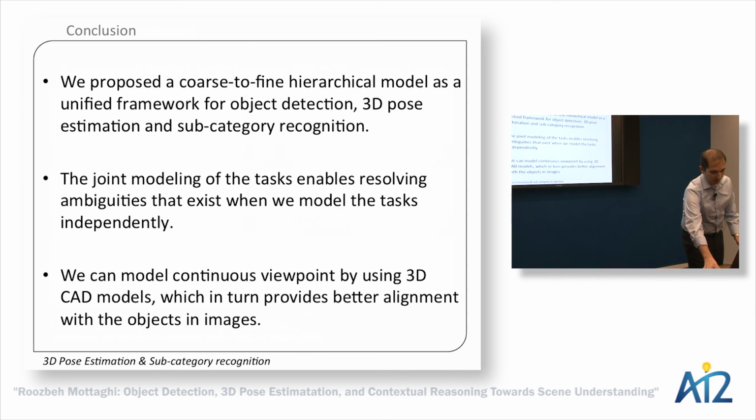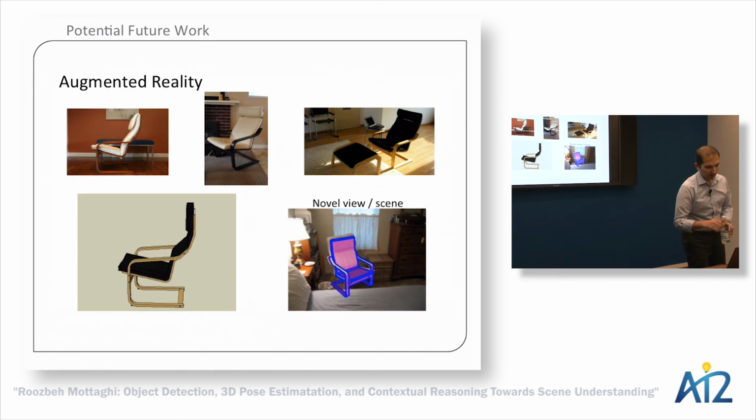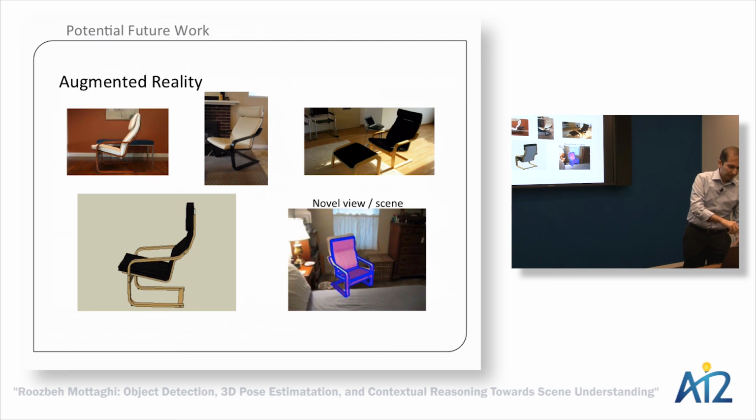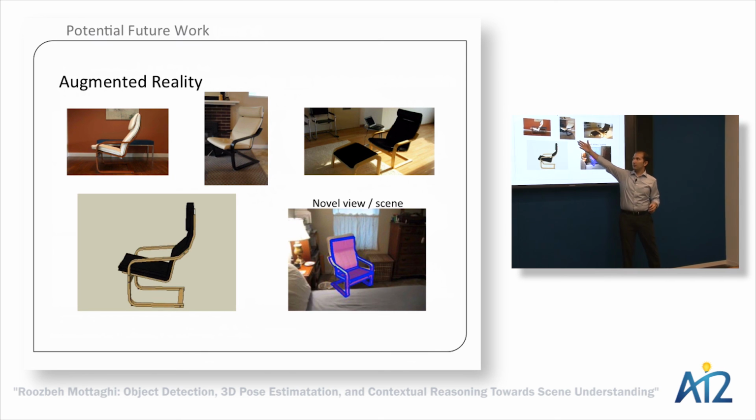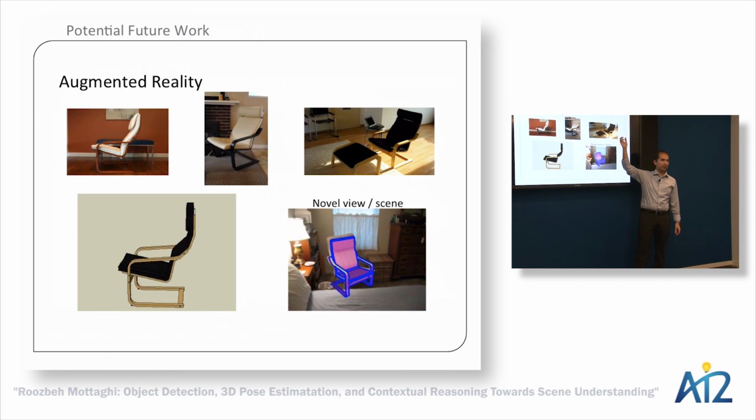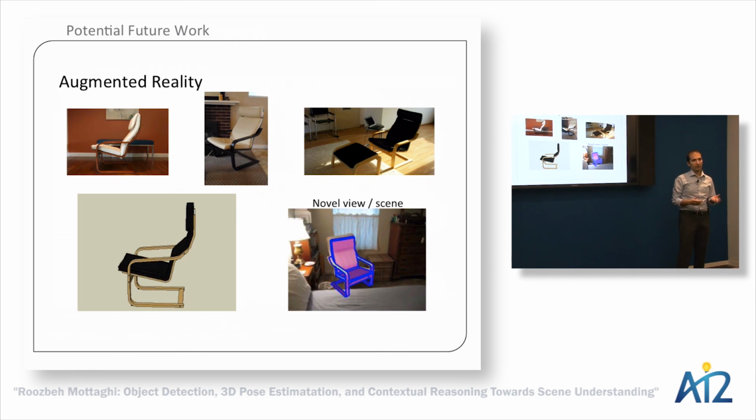At the end of the talk, I will talk about potential future work and what we can do with this machinery that I talked about. One thing we can do is search for an object. If you search for an object, it returns different pictures of that particular instance. From these instances, you can create a 3D model of that object. And if you have the 3D model of that object, you can synthesize new scenes, new views. Basically, you can go from text to a novel view of a scene.